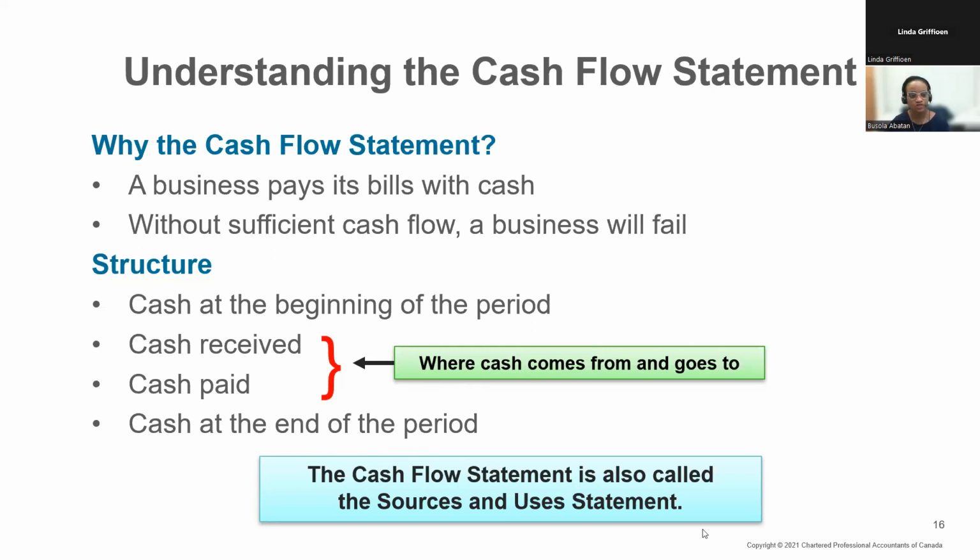Now, some people call the cash flow statement the uses and sources statement, some people call it the sources and uses statement. So the names, again, like I mentioned at the beginning, can be different, but basically what they're talking about is the cash flow statement.